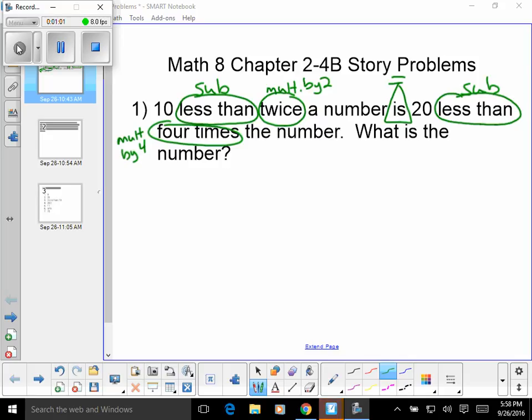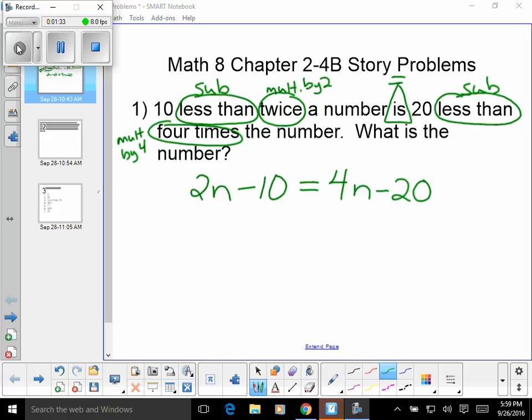Now, let's take a look at everything that's to the left of the word is. 10 less than twice a number. Twice a number is 2n. 10 less than that would be to subtract 10. Is means an equal sign. Now I want 20 less than 4 times the number. 4n minus 20.